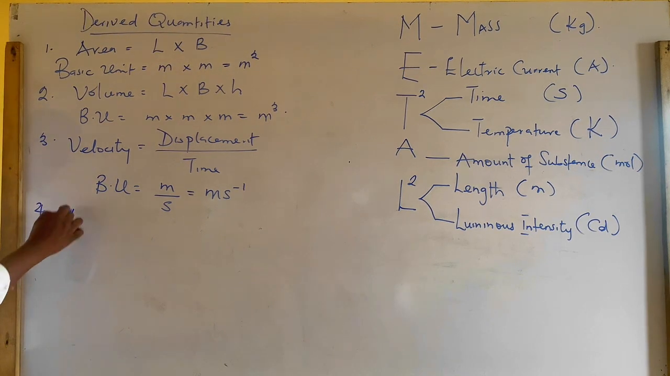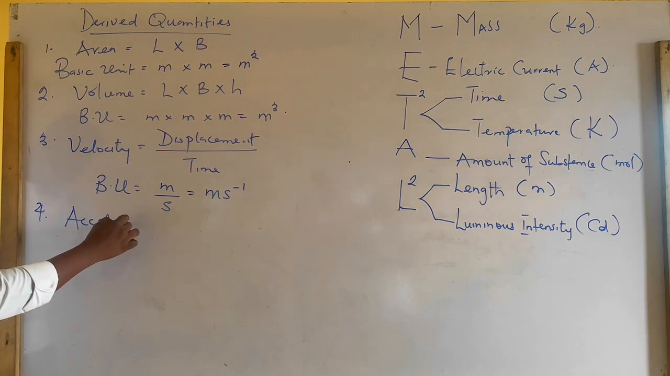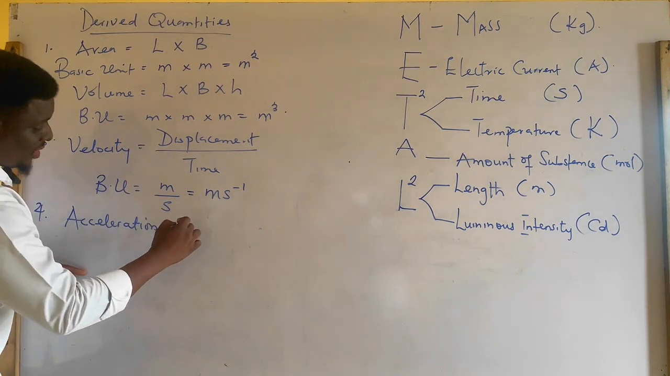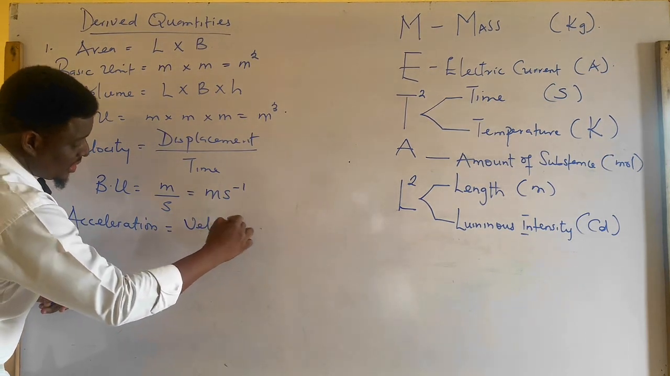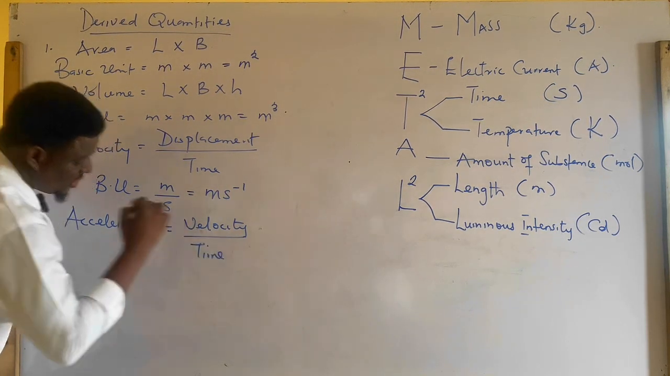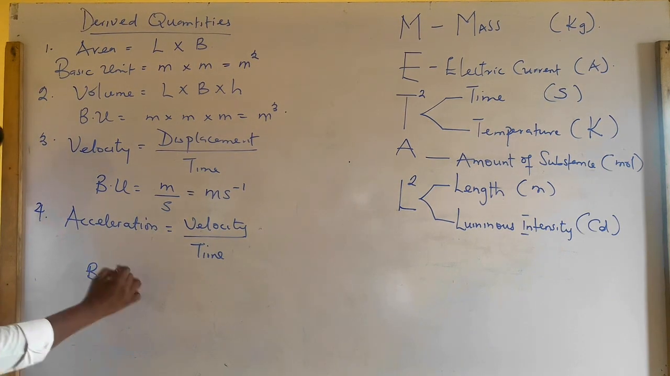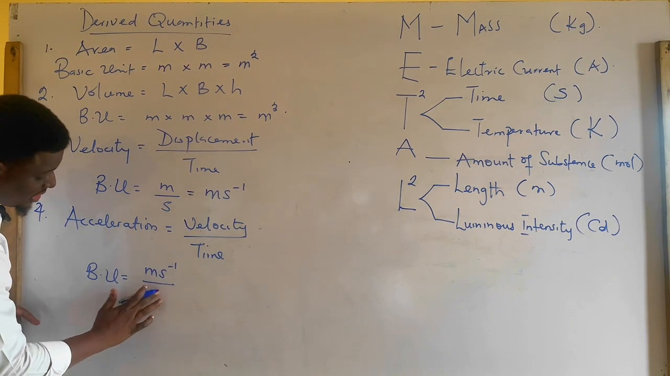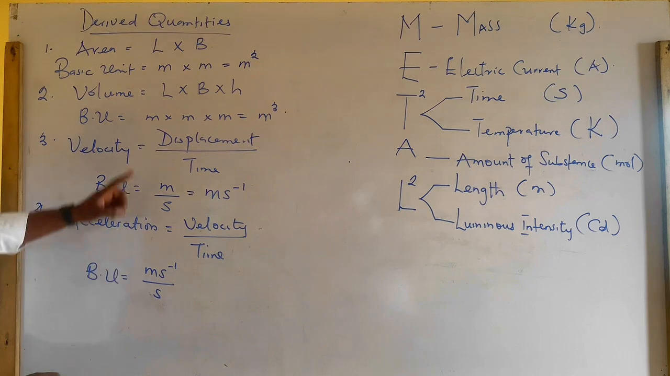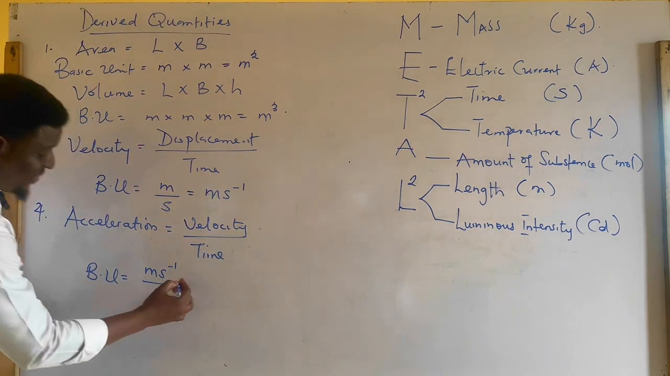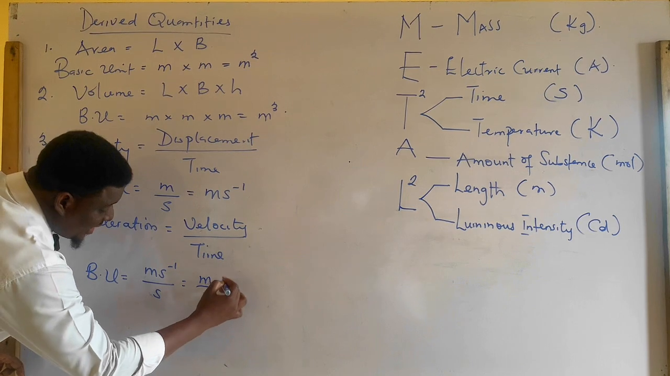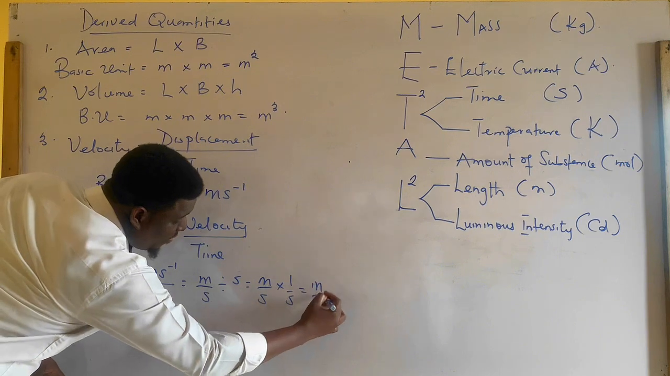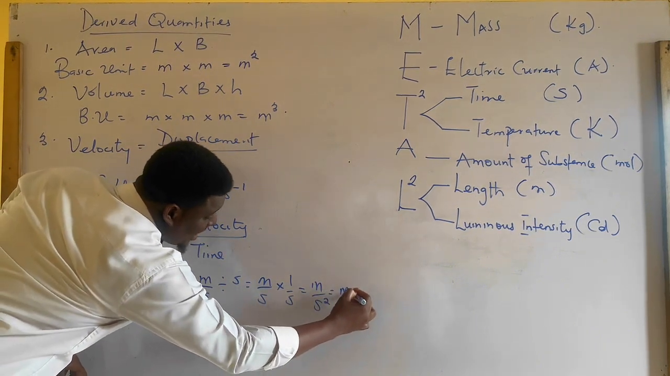Same thing done to acceleration. Acceleration, we have it as velocity over time. And the basic unit for this is, for velocity, we have it as ms minus 1 over time, and the time is seconds. As you can see, I'm dealing with basic units. So we have it as m over s divided by s, which is m over s times 1 over s, which is m over s squared. You can also write it as ms minus 2.